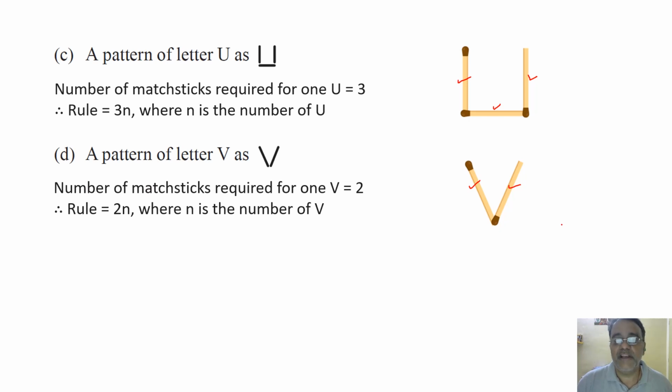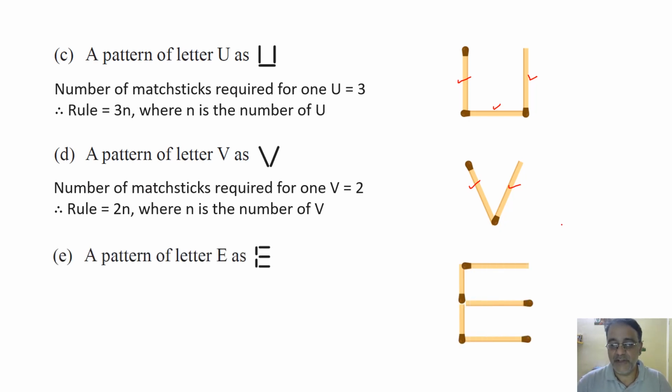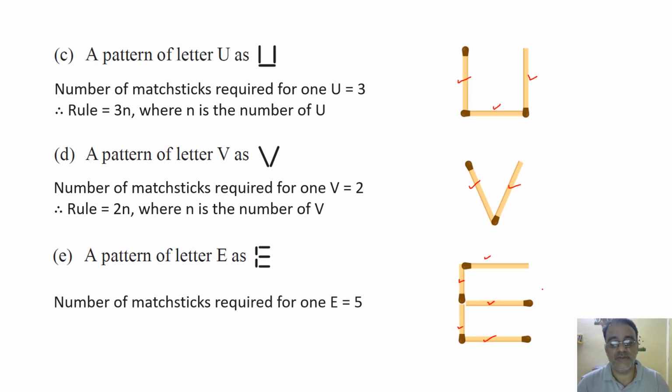Now we are moving toward part E. A pattern of letter E. यहाँ पे देखो कितने सारे मैचस्टिक यूज हो रहे हैं. 1, 2, 3, 4, 5. So number of matchsticks required for 1 E is equal to 5. So we can make a rule 5 into n, that is 5n, where n is the number of E.